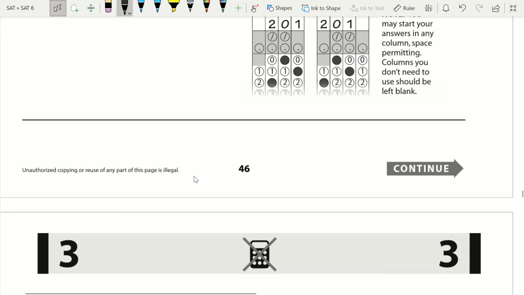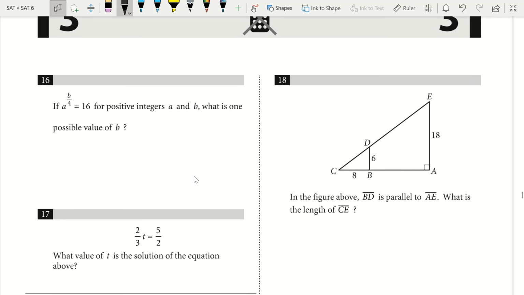Question 16. If a to the power of b over 4 equals 16 for positive integers a and b, what is one possible value for b? Well, a is a positive integer, so we can actually just go ahead and call it 16, right? Because that just seems easy. So we'll have 16 to the power of b over 4 equals 16.